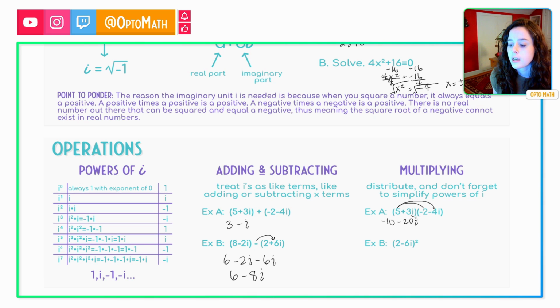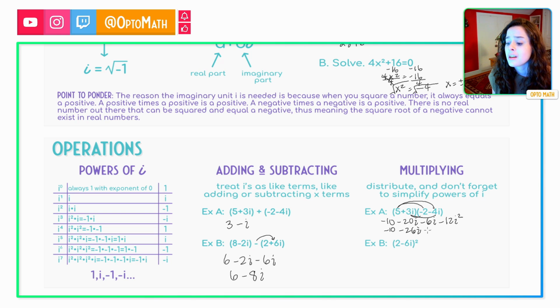Then we've got 3i times -2 is a -6i. And here we're going to have i times i, so it's going to be i squared, and then we'll simplify to -1. 3i times -4i is going to be -12i squared. Okay, so we've got -10, and then -20i minus 6i is -26i. So that's like combining x terms, but they're i's, right? So we're still thinking about like terms. We had to do a little bit of subtraction there, just like we did on example B over here.